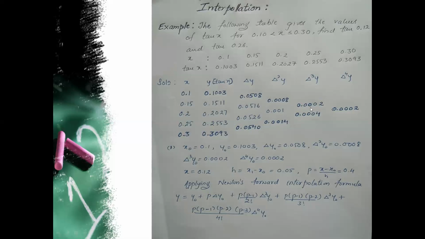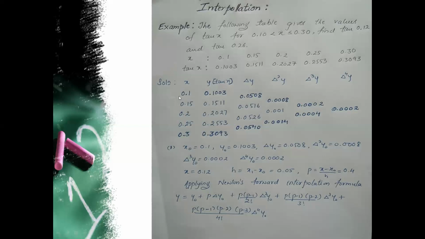Now we go for the third differences. We'll take the differences of the second differences and write them as the third finite differences. So 0.001 minus 0.0008, we get 0.0002. Again the next value, 0.0014 minus 0.001, here we have 0.0004. Now the last value, the fourth difference, 0.0004 minus 0.0002 is 0.0002. Now the difference table is over.